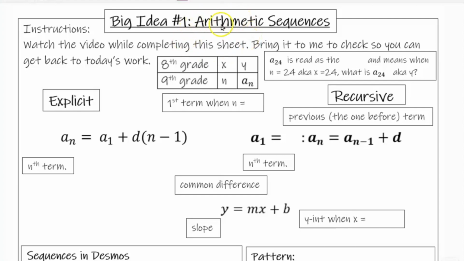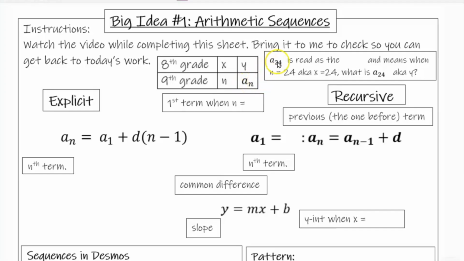All right, so let's take a look at arithmetic sequence. You've done this in 8th grade, you were talking about x and y, right? All we're going to do is just move that into 9th grade, and instead of saying x, we're going to use the letter n, and instead of saying y, we're going to use the letter a sub n. That's how you say that, a sub n.